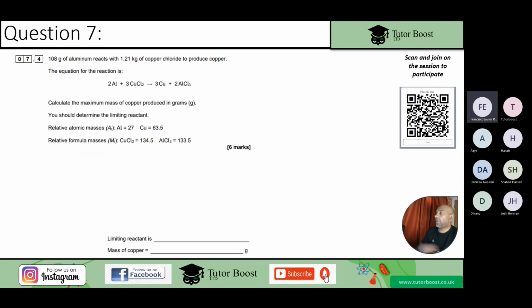Next question. I believe this is the last question. No, there are 2 parts to it. Oh, there's a couple more. Right. 108 grams of aluminium reacts with 1.2 kilograms of copper chloride to produce copper. The equation for the reaction is 2 aluminium reacting with 3 copper chloride to form 3 copper and 2 moles of aluminium chloride. Calculate the maximum mass of copper produced in grams. So they want the answer in grams here. You should determine the limiting reactant. I'll give you 5 minutes for you to work out the answer for this. See if you can start writing the answers on the whiteboard, please.